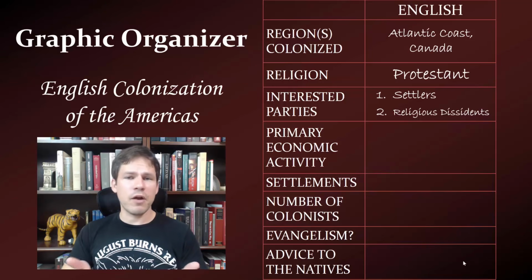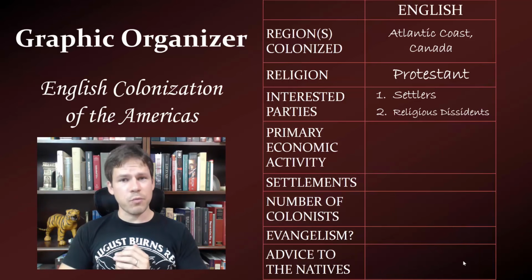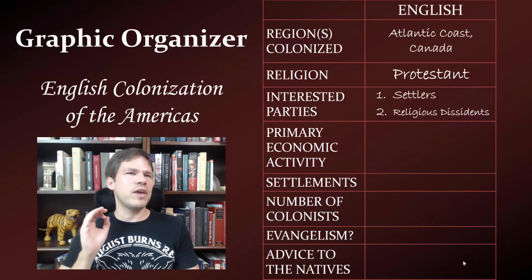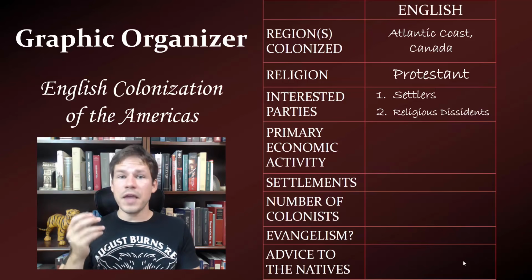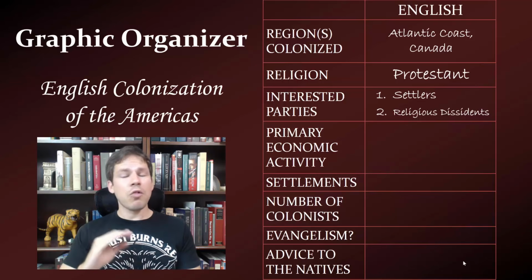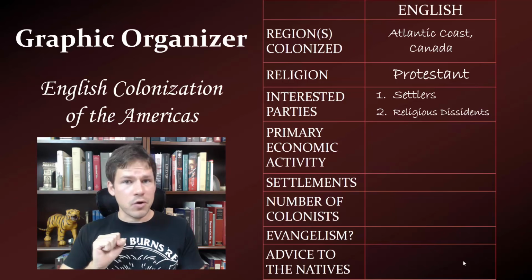A lot of them were going there to farm, some to prospect for gold right at first before they realized that wasn't going to work out. Now, number two is very important as well because you're looking at religious dissidents. We're not looking at, like with the French and the Spanish, where a lot of these settlers were priests seeking to evangelize. A lot of these people are religious dissidents, people whose religion was not popular in England.